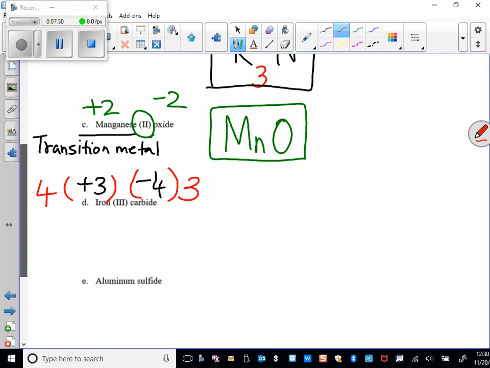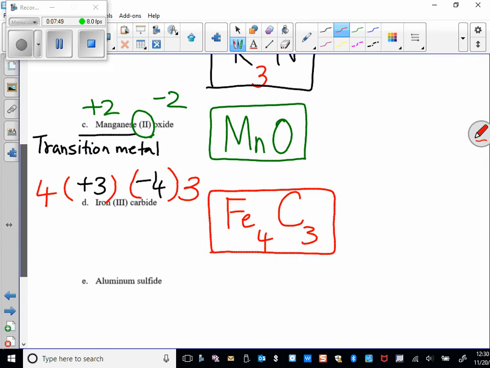Now, what is the symbol for iron? Iron is Fe. What should be the subscript for iron? 4. The symbol for carbon is C. What should be the subscript for C? 3. And that is my formula for iron 3 carbide. Are we good?